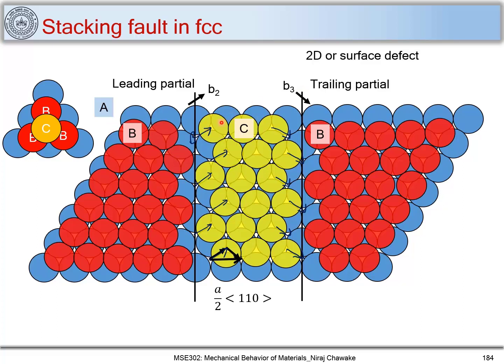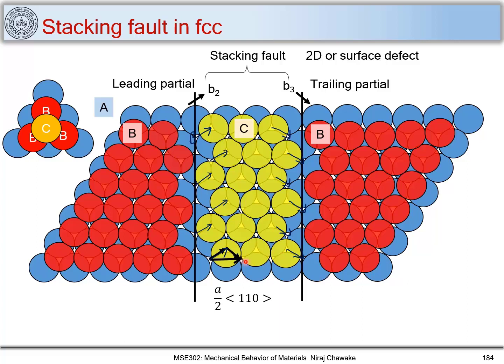So this is a surface defect. This is a surface which has a fault in this region, and this is a 2D or surface defect, called a stacking fault. Why? Because if this were a complete B layer, there would not have been any fault, but in between there is a C layer which has formed over the A layer, and this is not a position of C atoms. So this is a fault which has been created.